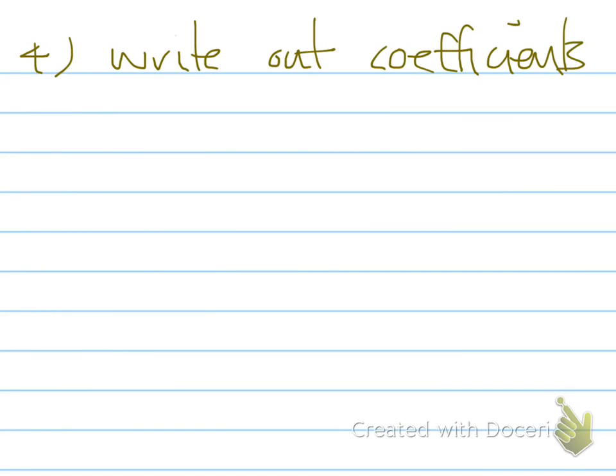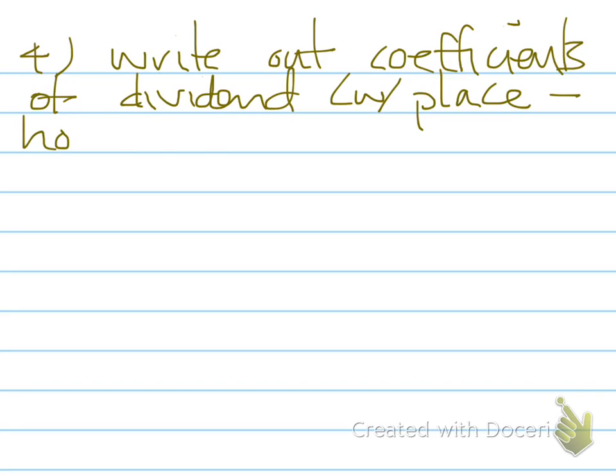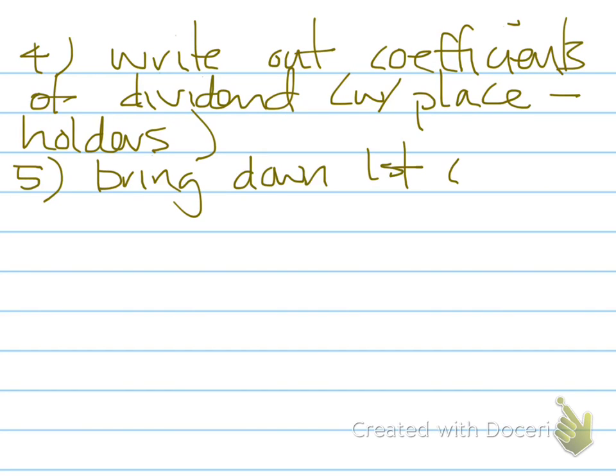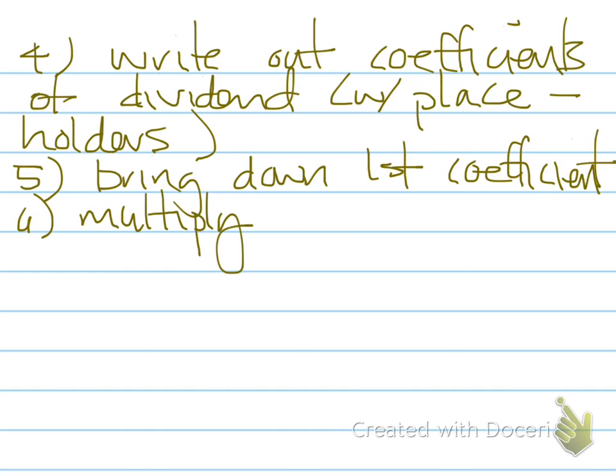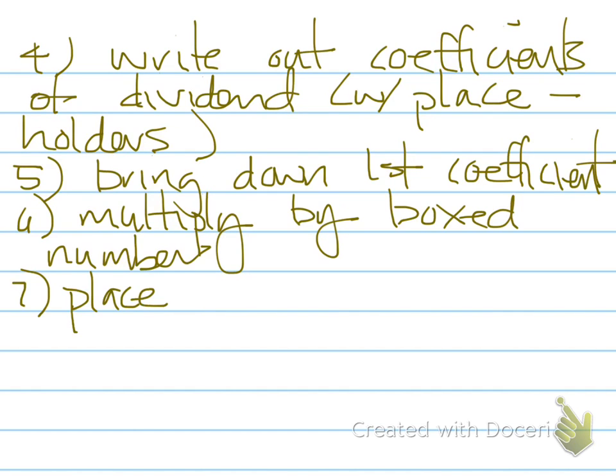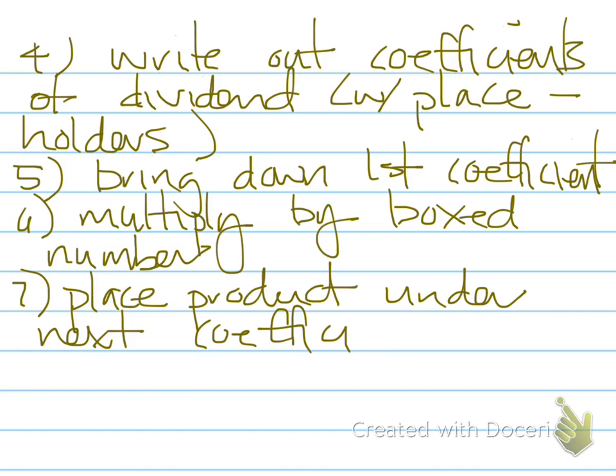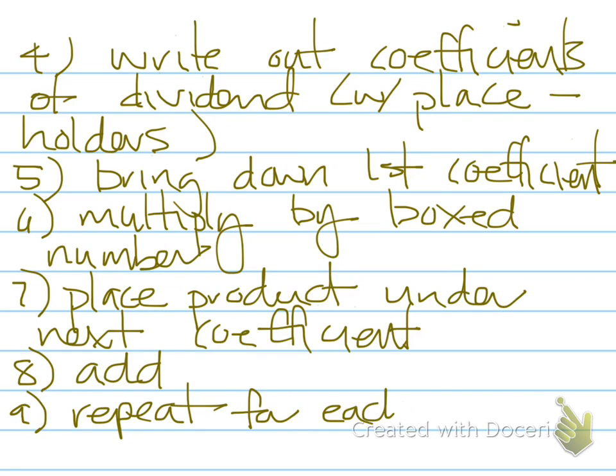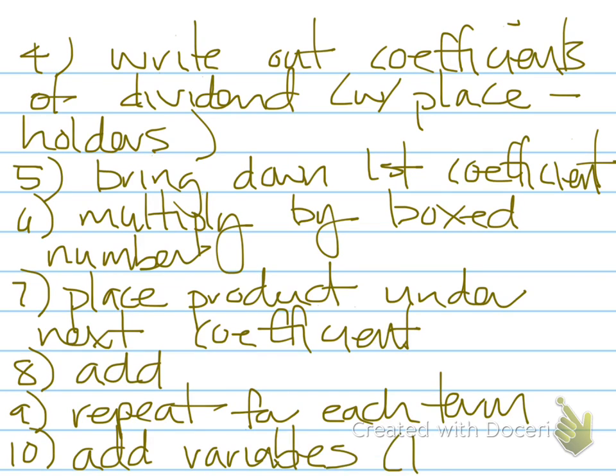And then you're going to write all the coefficients for the dividend, again adding zeros for any placeholders. You're going to bring down the first coefficient, then multiply the box number by that first coefficient. Place the product under the next coefficient. Add those two numbers, and then repeat till you get to the last term in the dividend. You're going to add the variables at the very end. The degree should be 1 less than the degree of the polynomial.